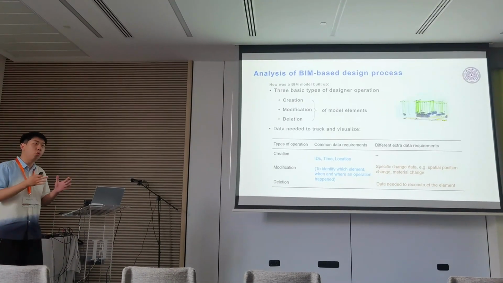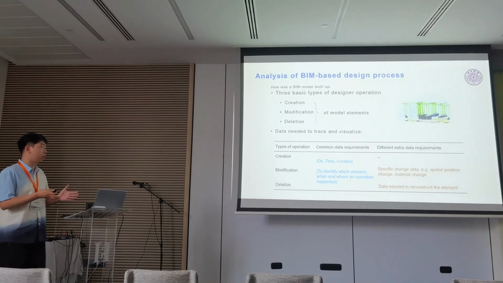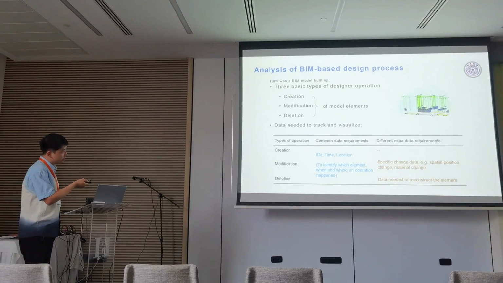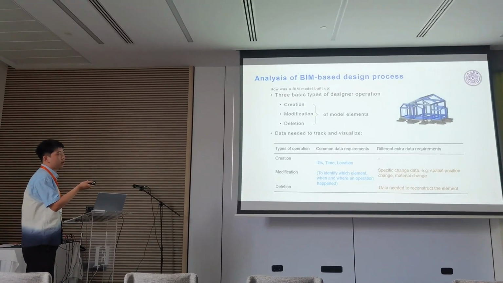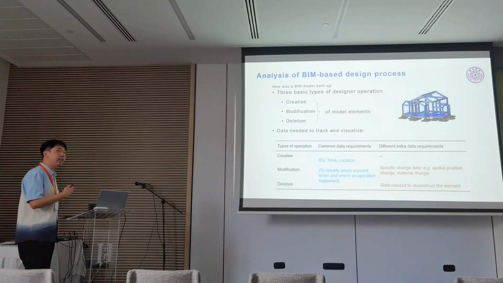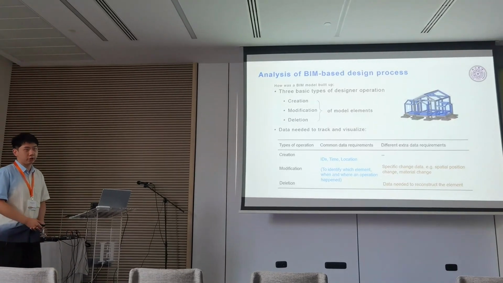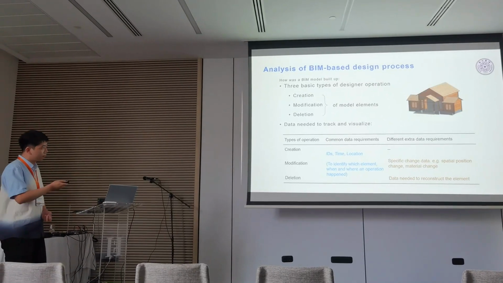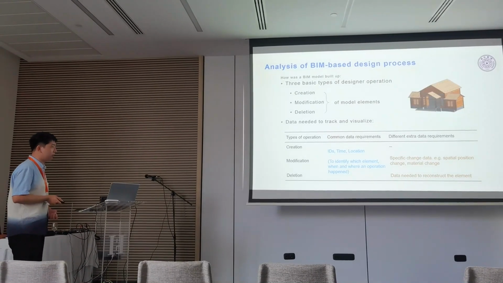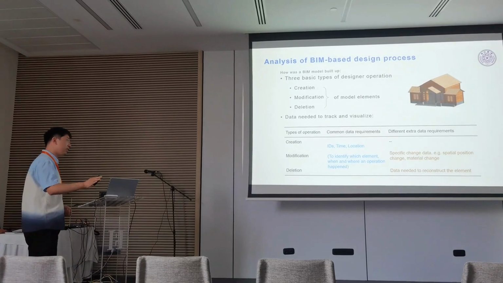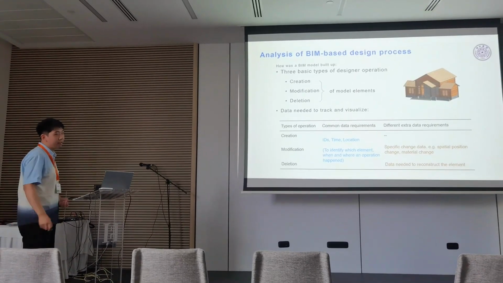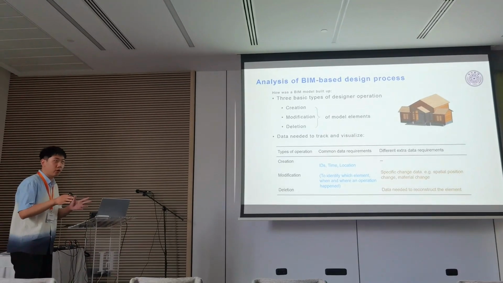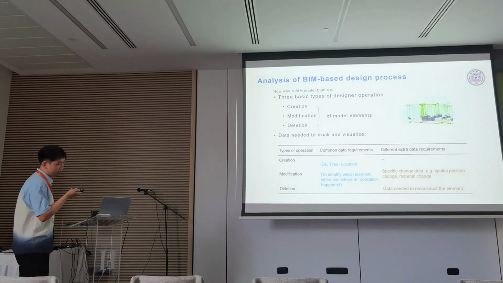That is, we need to know which element is being operated, where it is operated, and when it is operated. But for modification and deletion, there are some extra data requirements. For example, for modification, we need to know what exactly changed. Is it the position that changed, or the material, or some other change? Deletion is a little tricky, because if you delete the element, it disappears from the database. So if we want to visualize that element, we need to back up all the data we need to reconstruct it.